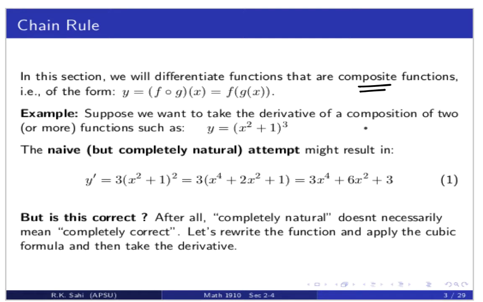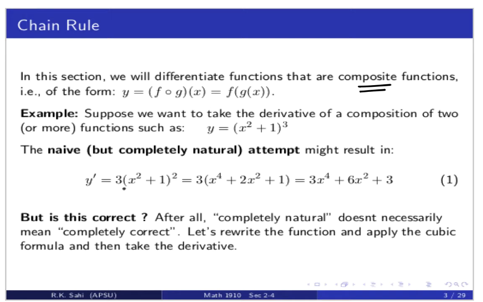Suppose we would like to find the derivative of a composition of two or more functions, and we're going to take a very simple cubic function, x squared plus 1 to the power 3. A very simple and natural way we might resort to is, let's take the derivative. It's like the function x to the power n, so you take the power in the front and subtract 1 from it. That's a very naive and natural attempt.